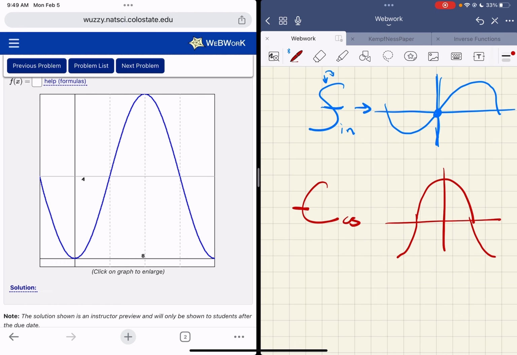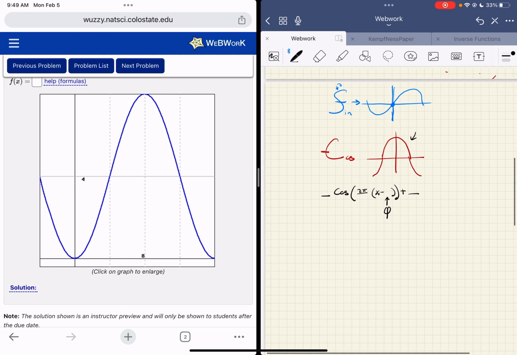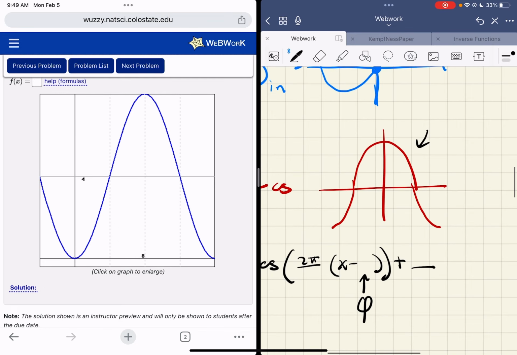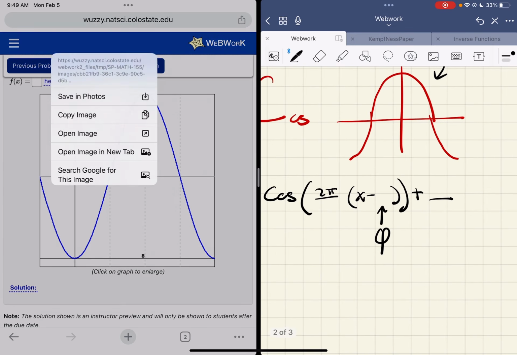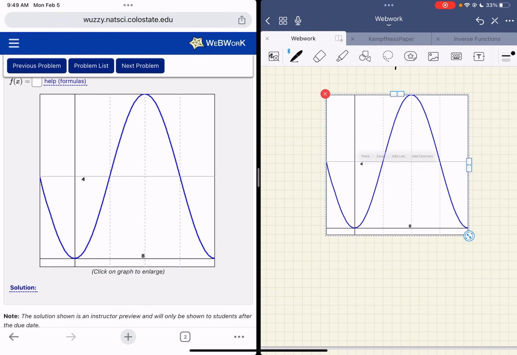So it starts and it looks like this. The formula for cosine is still blank, cosine 2 pi over blank, x minus blank, plus blank. Everything except for phi stays the same. Phi, we'll deal with in this graph, actually, because words are just easier to learn with examples. Paste. Great.